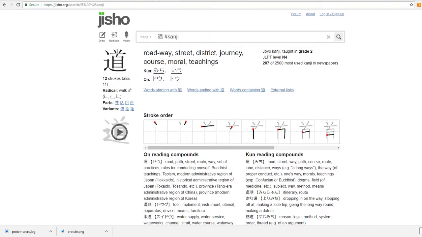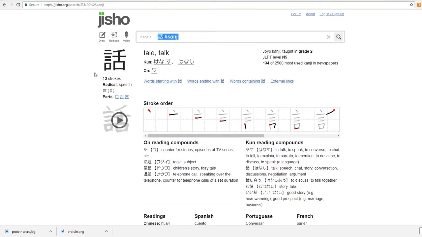Next one we're going to look at is roadway, street, district. This is similar to the kanji for neck, except the little slashes up there are generally at the bottom. So I think of the neck of the walkway, the neck of the road. The kunyomi for this is going to be michi, and the onyomi is going to be dou, or do. I think it's do. Yeah, do.